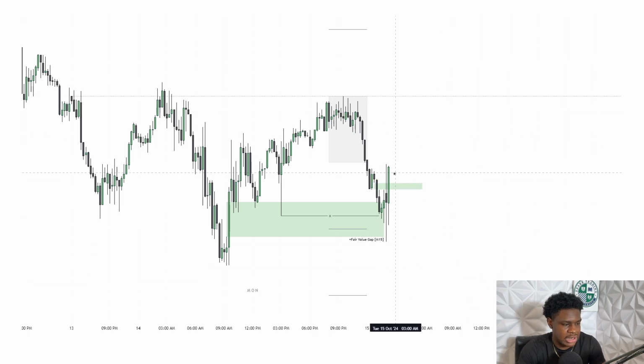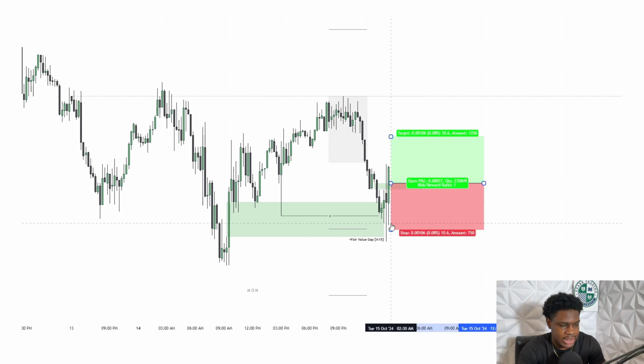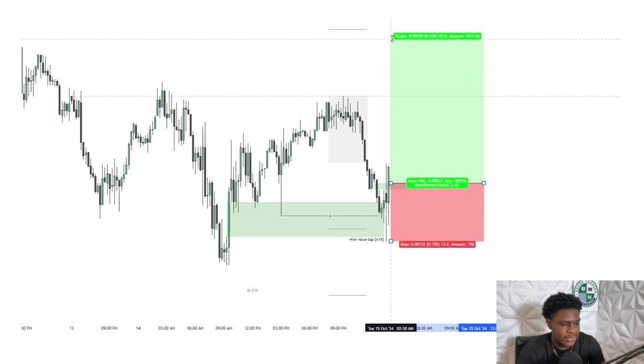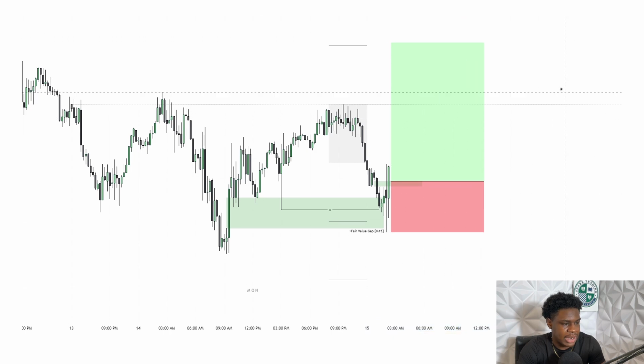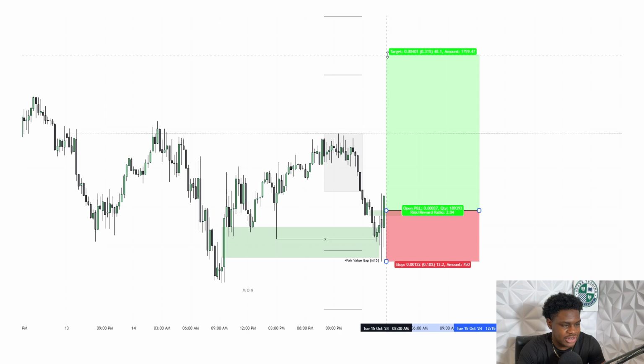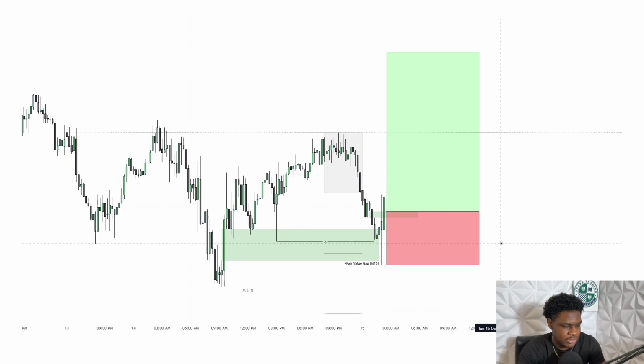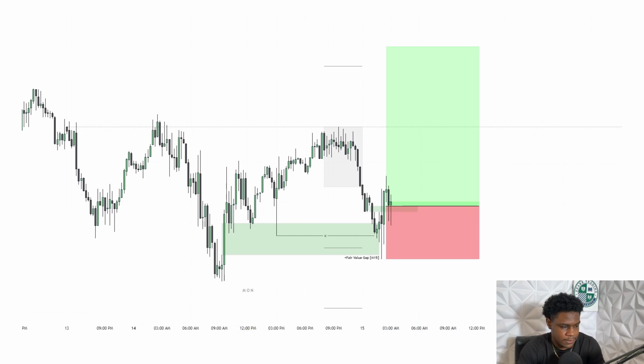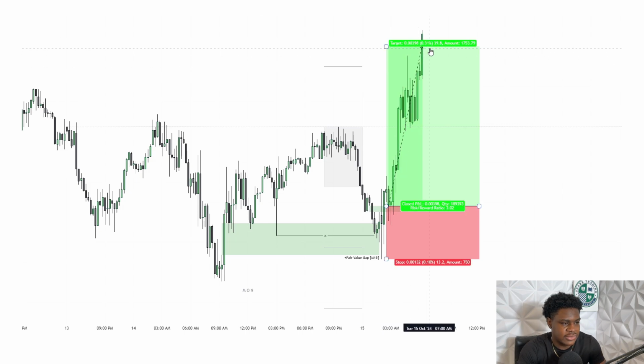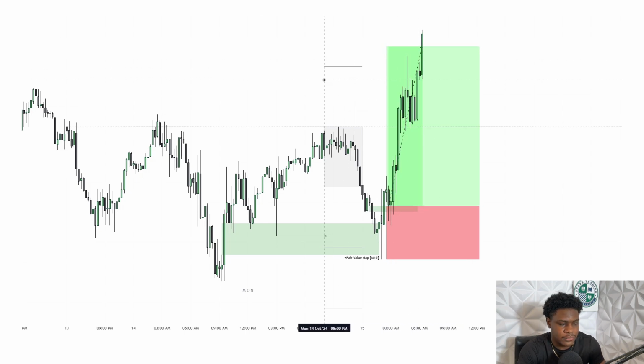So I'm going to put my entry here just at this inversion fair value gap. Stop loss just back below these lows, reaching back above higher prices here for about a 3-to-1 R, catching that daily range. And let's see what happens. And as you can see, price comes all the way back up here for over a 3-to-1 R, catching that daily range.